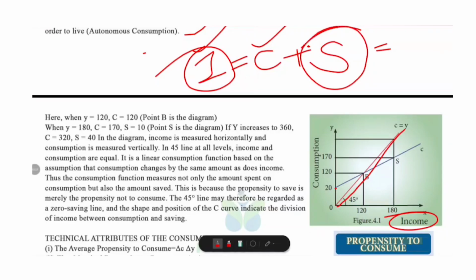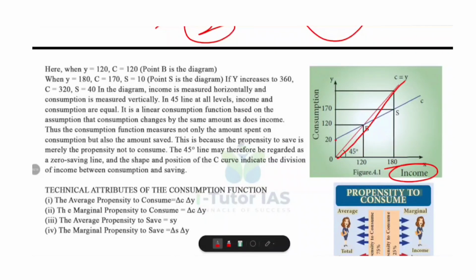Now look at this diagrammatic representation of the consumption function. What does this graph show? Income is measured on the x-axis, or horizontal axis. Consumption is measured on the y-axis, or vertical axis. There is a 45-degree line drawn from the origin. Origin means 0. This 45-degree line is called the zero saving line. Why? Because along this line, consumption equals income, that is, people are spending everything they earn and there is no saving.